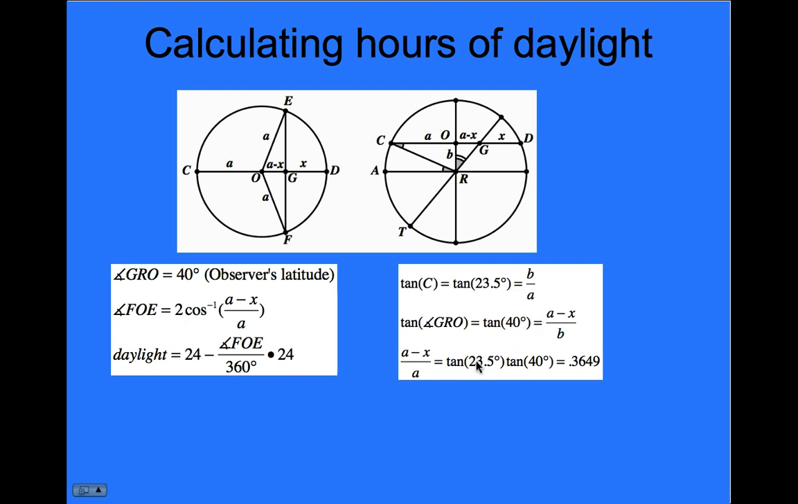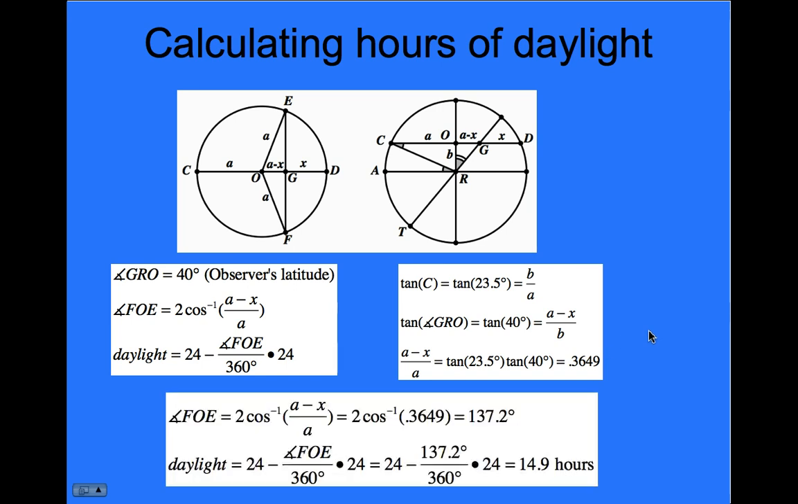Tan of 23.5 is the sun's biggest declination. Tan 40 is my latitude, that is. So I figured out A minus X over A without getting either of them, A or X. And once I have that, I can plug it in over here to get the angle, turn that angle into a percent, and subtract from 360 to get about 15 hours of daylight in New York City. Now you can do this with different latitudes, and you could even do it with different declinations of the sun, but the 23.5 is the highest declination we ever get of the sun.